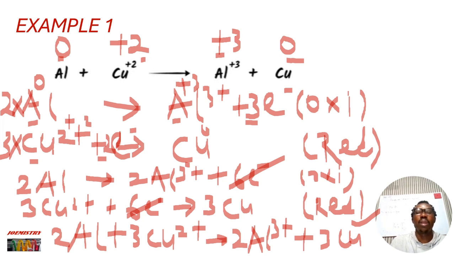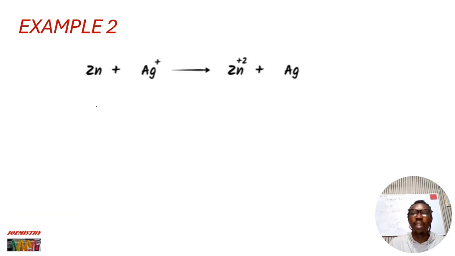So I'm going to solve another one again. So please, I want you to pay attention. So this is example 2. This is another example, which is a simple ionic equation. We have to balance the simple ionic equation.